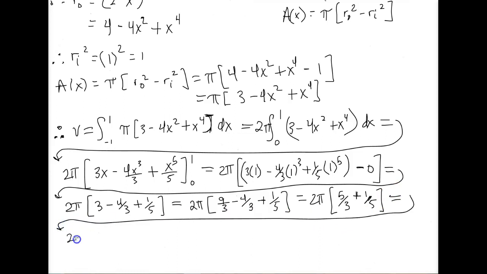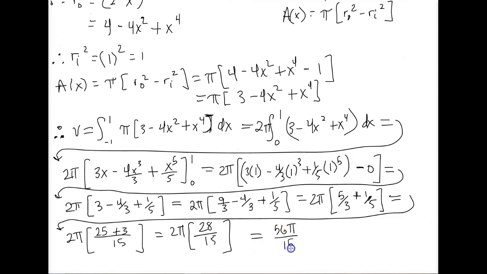That's 25 plus 3 over 15, 28 over 15, and that ends up being 56 pi over 15, and that is in cubic units again.